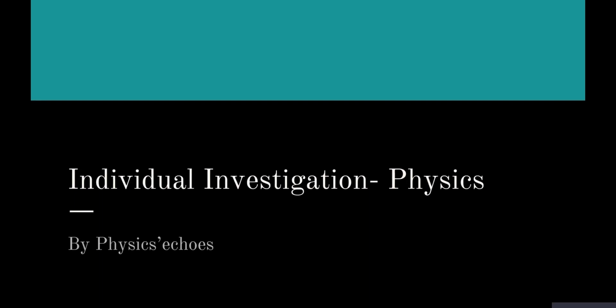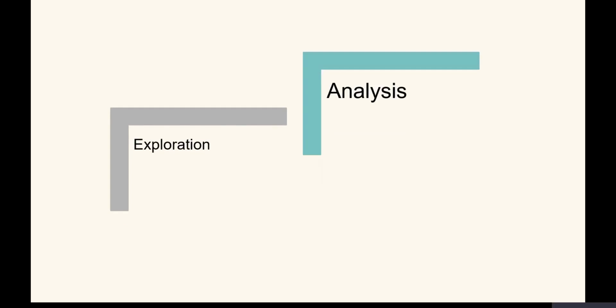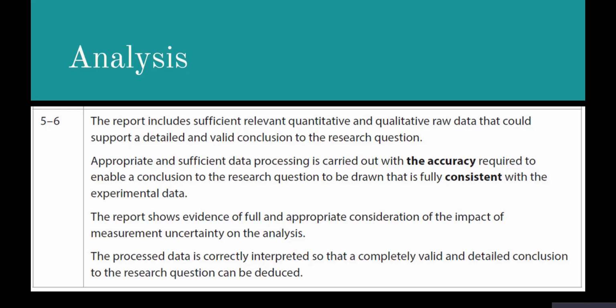We are about to discuss how to produce an excellent IA report. In the first part of the video, we discussed how to find a topic and how to meet the requirements of the criterion named exploration. This video focuses on the criterion analysis. This portion of the rubric explains the requirements of analysis. We're going to look at the expectations by taking one strand at a time.